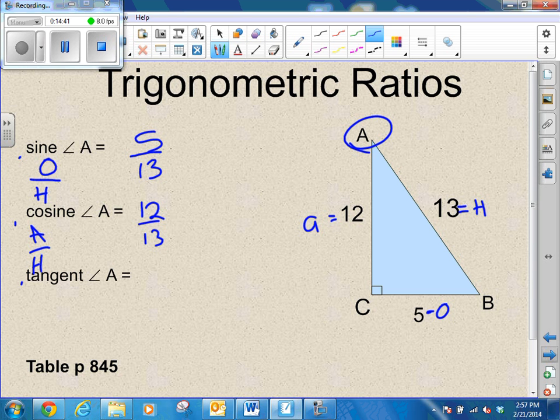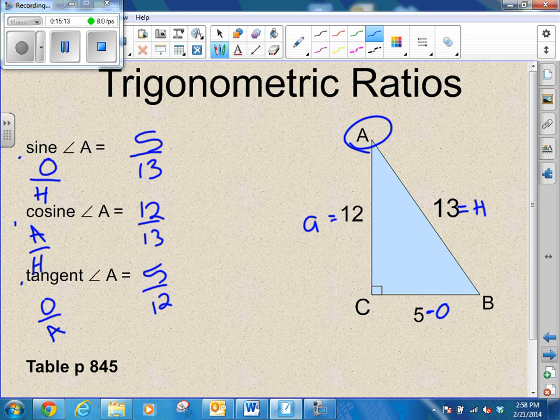Tangent, that's the TOA, opposite over adjacent. Evaluate tangent of angle A. 5 over 12 and you're done. Easy so far? Is anybody confused about where we're getting numbers from? Perfect. So everybody understands what it means to be opposite and adjacent, and we all know what the hypotenuse is.